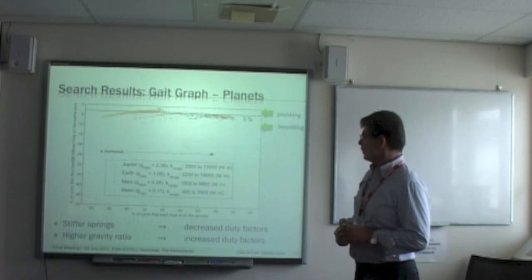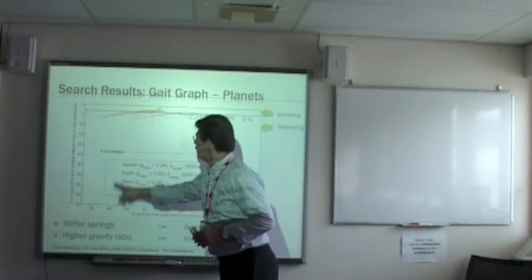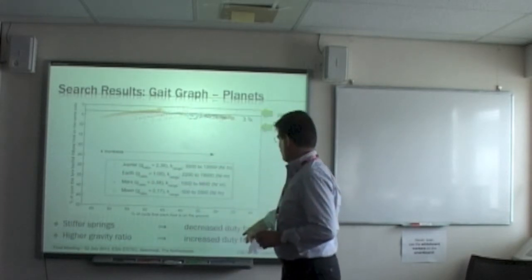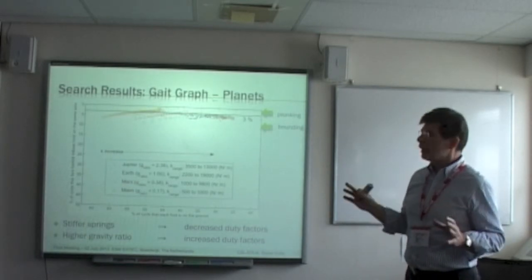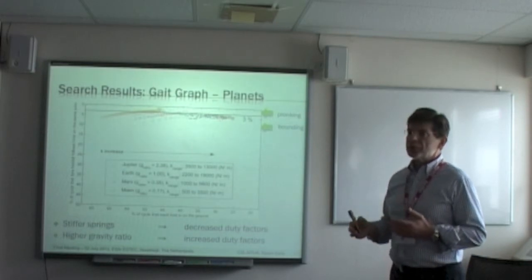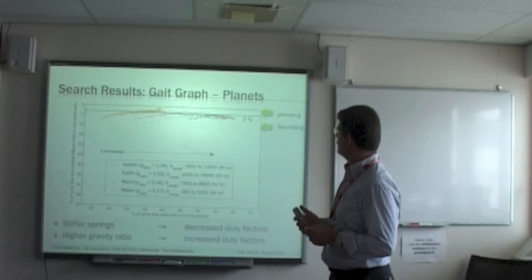If we look at springs, then stiffer springs means that we go this way, and then as we go this way, the duty factor decreases. So we can have a picture on just one gait graph on what are the effects of different planets and different design parameters.